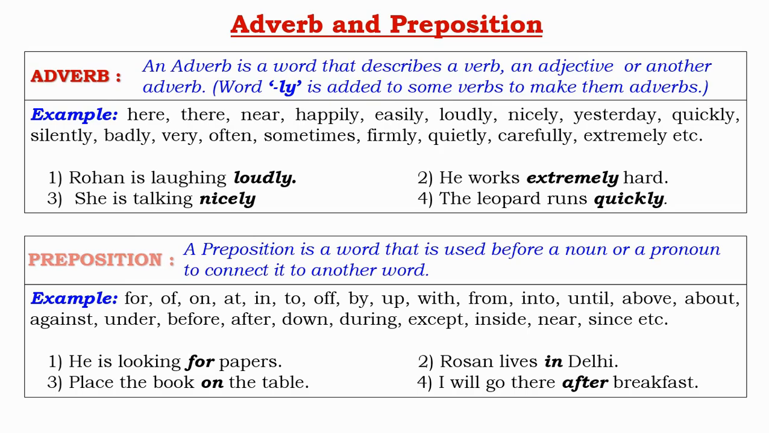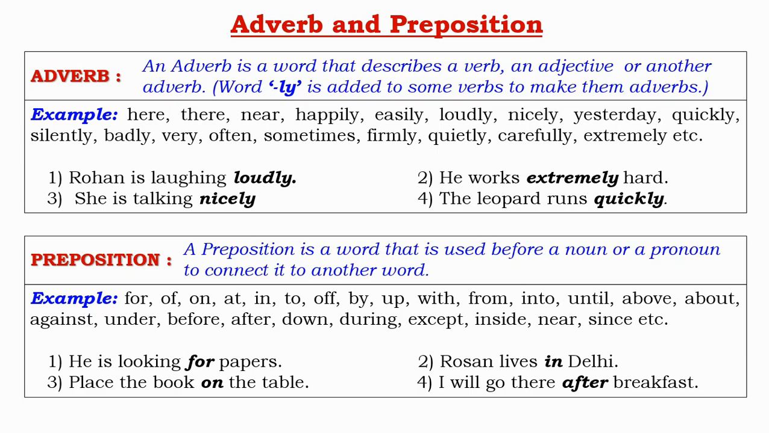Next, preposition. A preposition is a word that is used before a noun or a pronoun to connect it to another word. A preposition adds meaning to the sentence by placing it before a noun or a pronoun. You can understand that it indicates the direction and meaning of the whole sentence. Some prepositions are for, of, on, at, in, to, by, etc. You need to learn more.